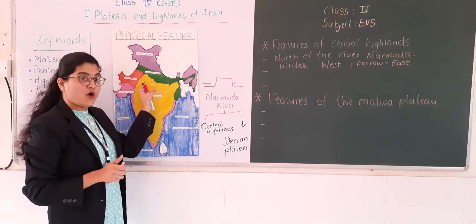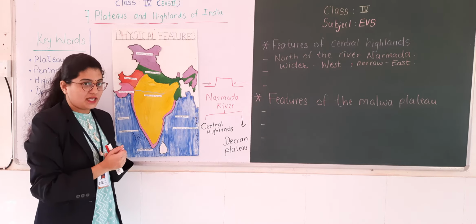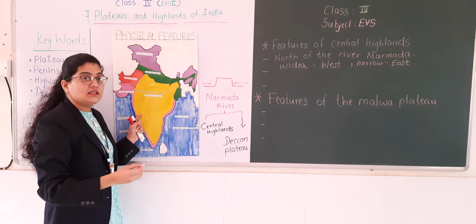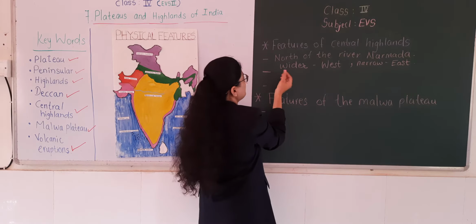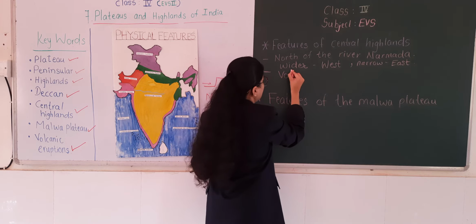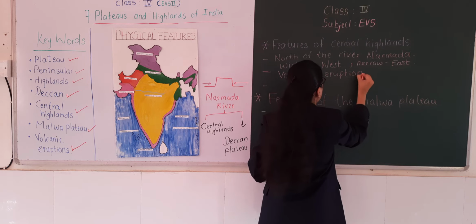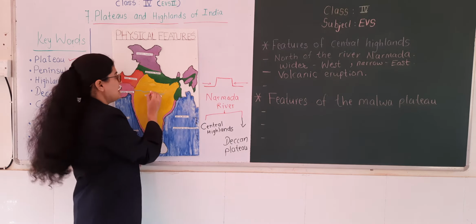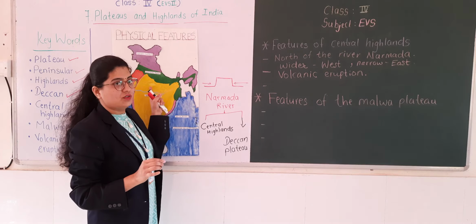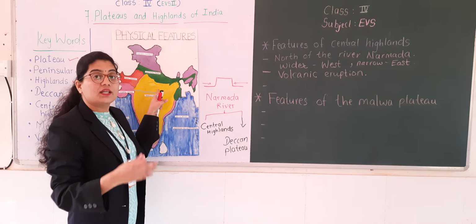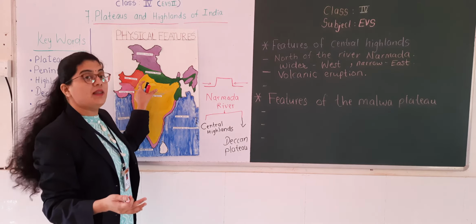Yes, these highlands form due to the volcanic eruptions which took place long ago. Why did the Central Highlands form? Because of the volcanic eruption which took place long back. Because of volcanic eruption, the highlands form. Understood? So here we get black soil in a large amount. Because of volcanic activities, these highlands formed long back ago, and we are getting black soil here.